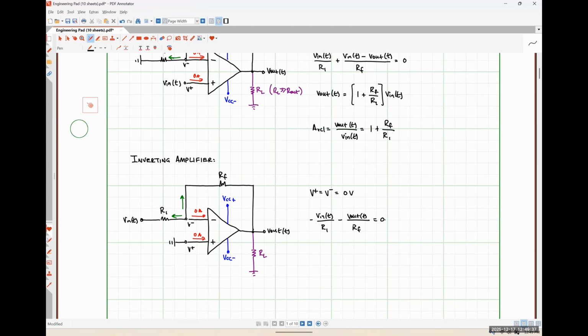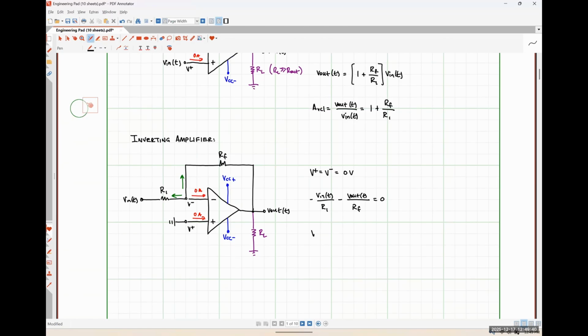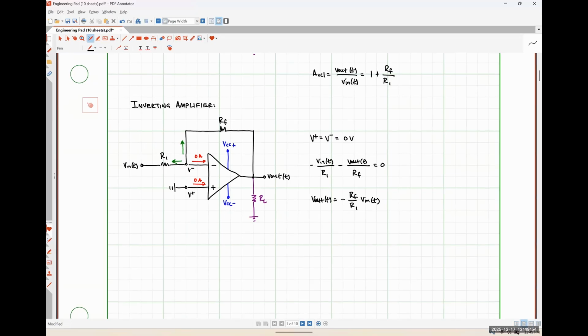is equal to 0, which can very easily be rearranged to find that our output voltage is simply going to be negative RF over R1 times our input voltage. And we then get a closed loop voltage gain of negative RF over R1. So this guy is called an inverting amplifier for reasons very similar to why the last amplifier was called a non-inverting amplifier. Our input signal is applied on the inverting input side of our amplifier.